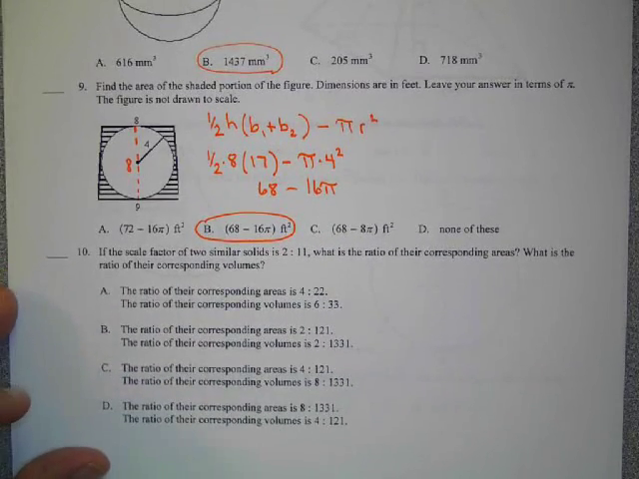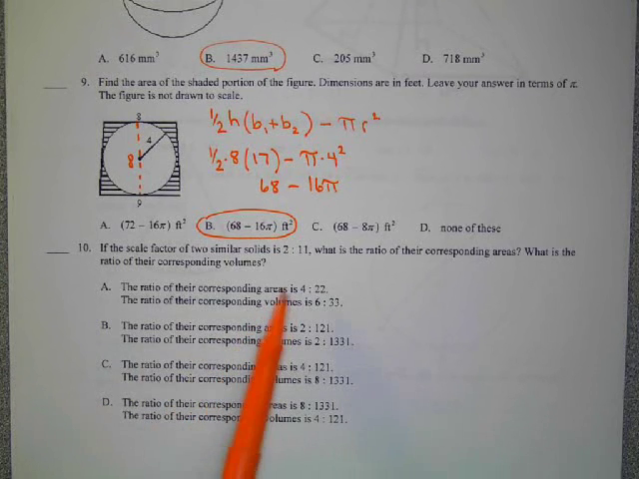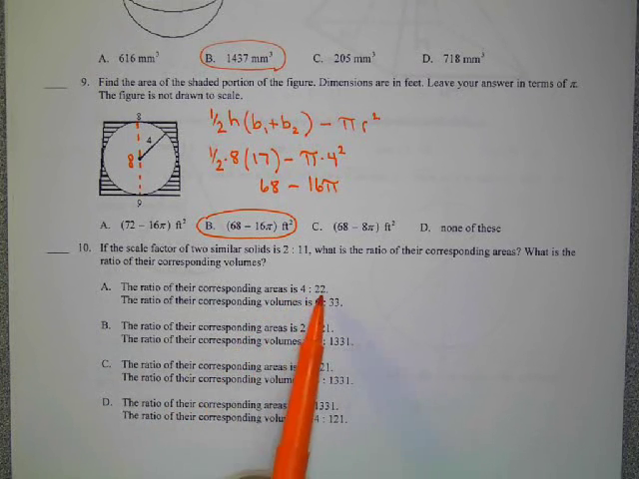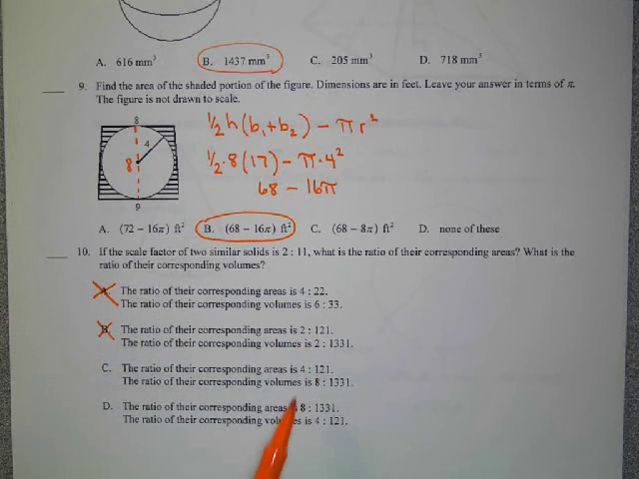Number 10, if the scale factor of two similar solids is 2 to 11, what's the ratio of their corresponding areas? So for areas, we square. We do not multiply by 2, we square it. So this one is out. When you square 2, you don't get 2. That one's out. When we square 2, we get 4. When we square 11, we get 121. When we cube 2, we get 8. When we do 11 to the 3rd power, we get 1331. Those are the appropriate ratios.